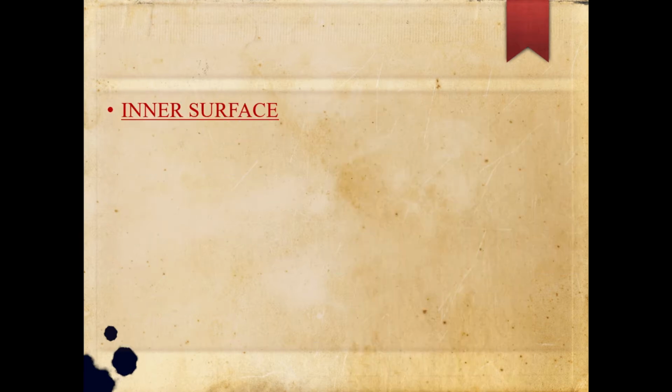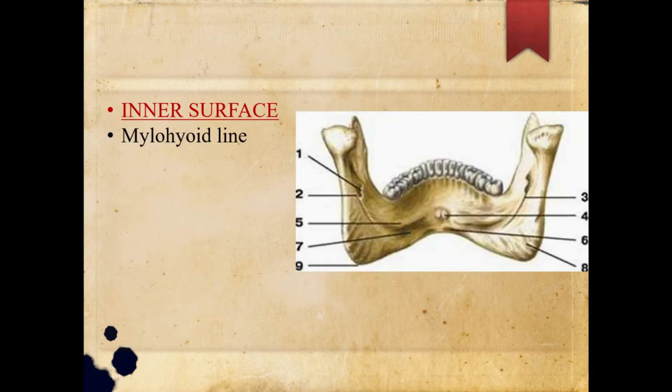The inner surface. The mylohyoid line. It is a prominent ridge that runs obliquely downwards and forwards from below the third molar tooth to the median area below the genial tubercles. The number 5 denotes the mylohyoid line in the figure.